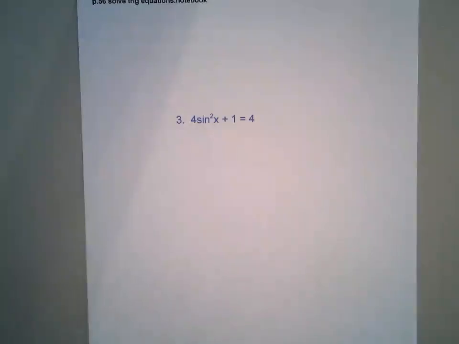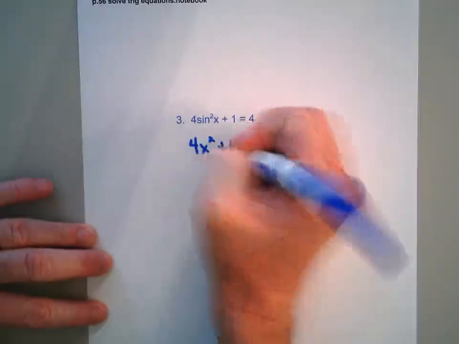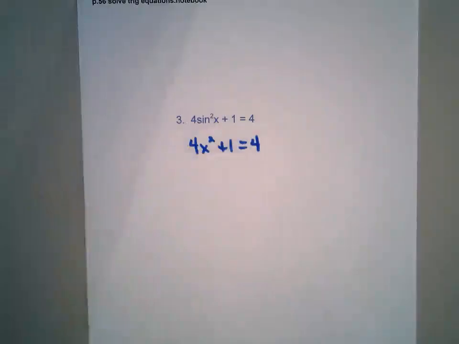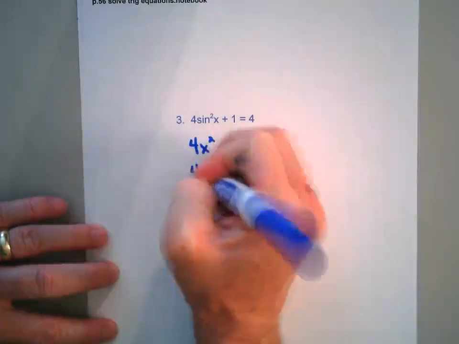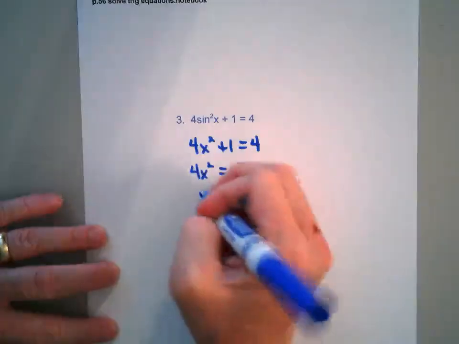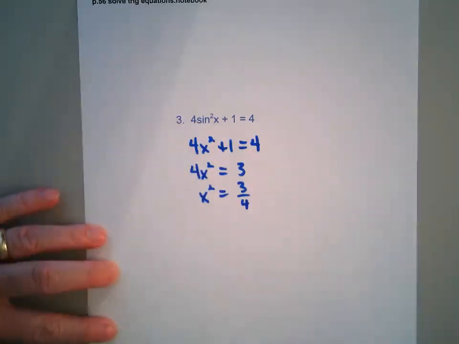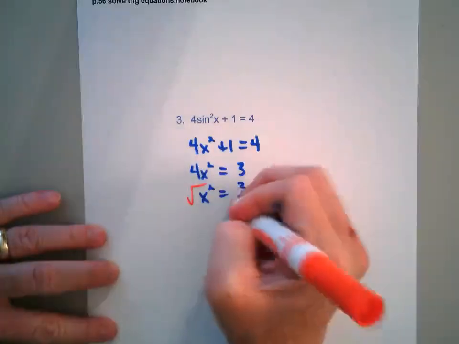Número 3. Okay, this is a little bit, solving-wise, a little bit simpler because it's sine. So we don't have to replace it with a cofunction. So we have 4x squared plus 1 equals 4. All right, start solving. 4x squared equals 3. X squared equals 3 over 4. Take your square root.